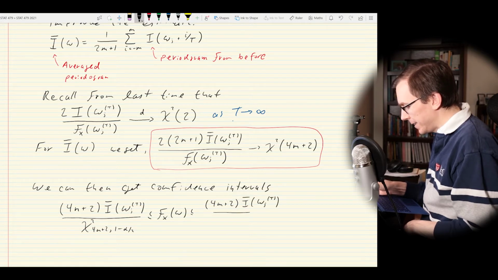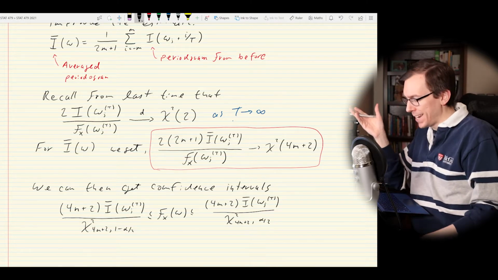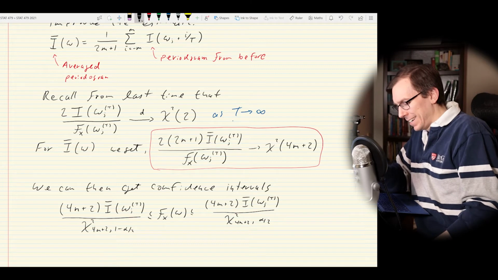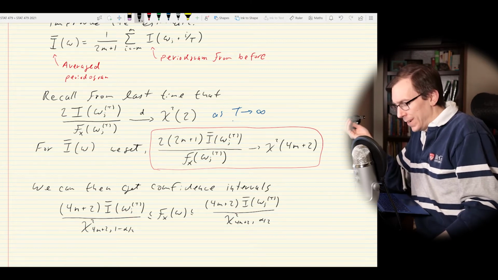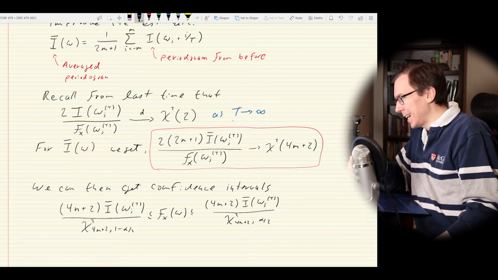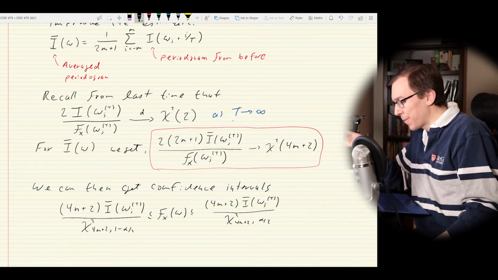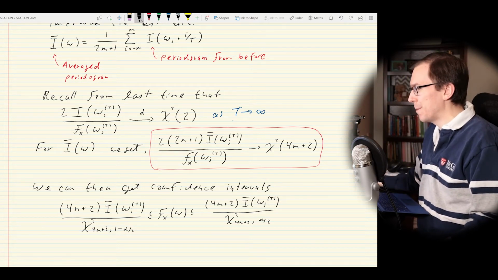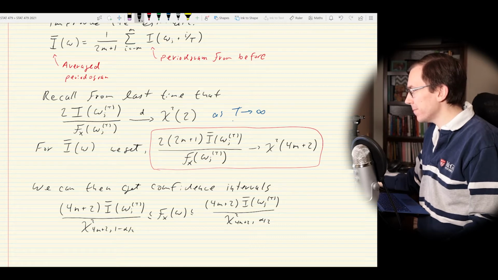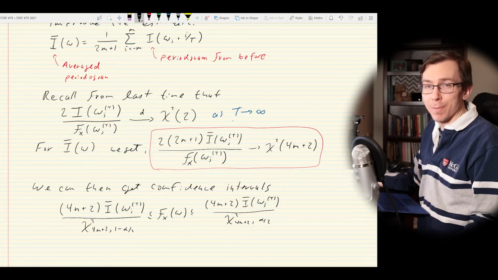Except that, yeah, with the new chi-square distribution for the denominator, alpha over 2. Cool, so we have a confidence band, and we get a different chi-square distribution, and we get a different coefficient out front now in terms of how big m is.